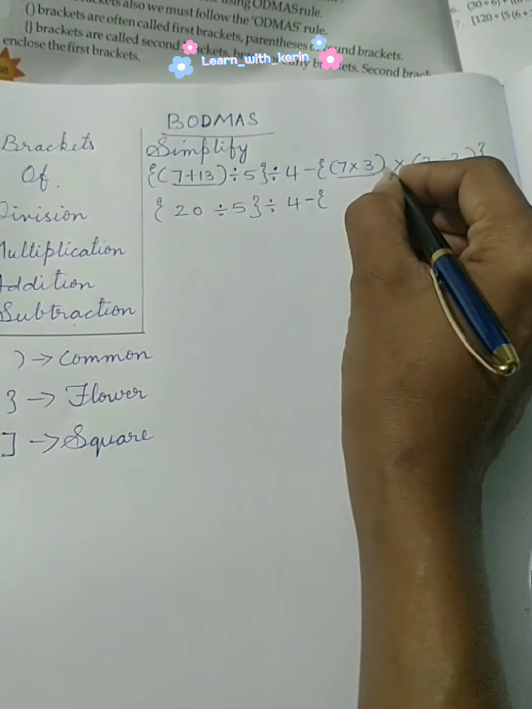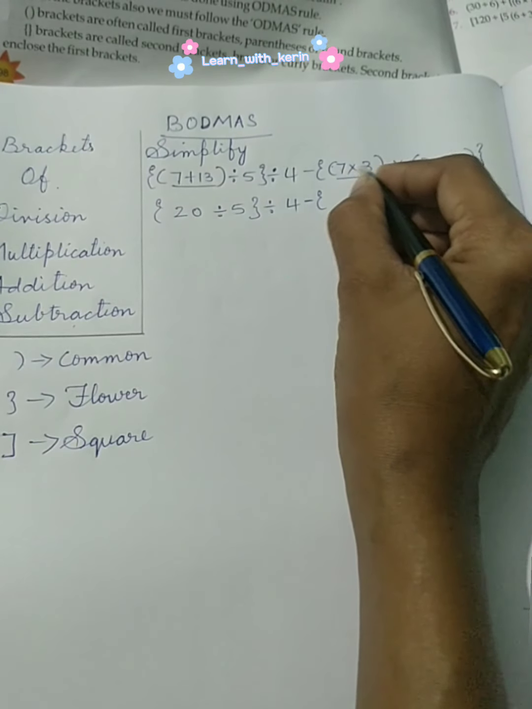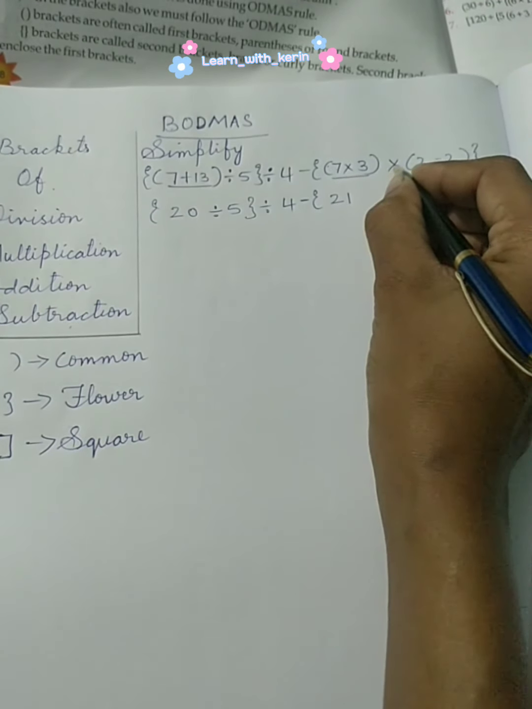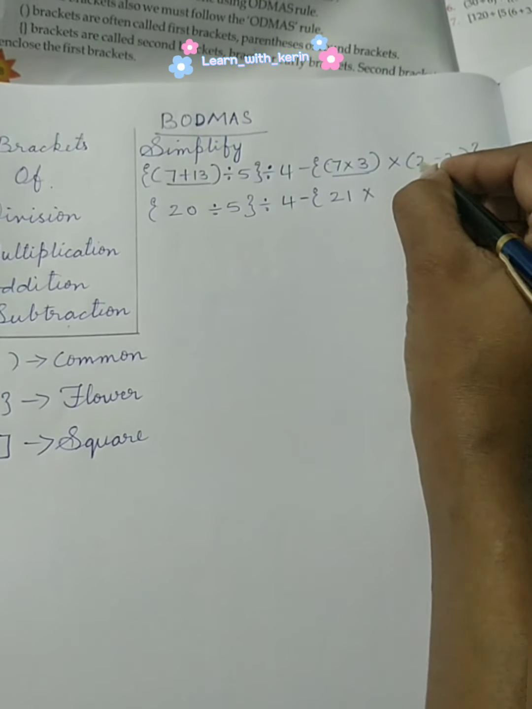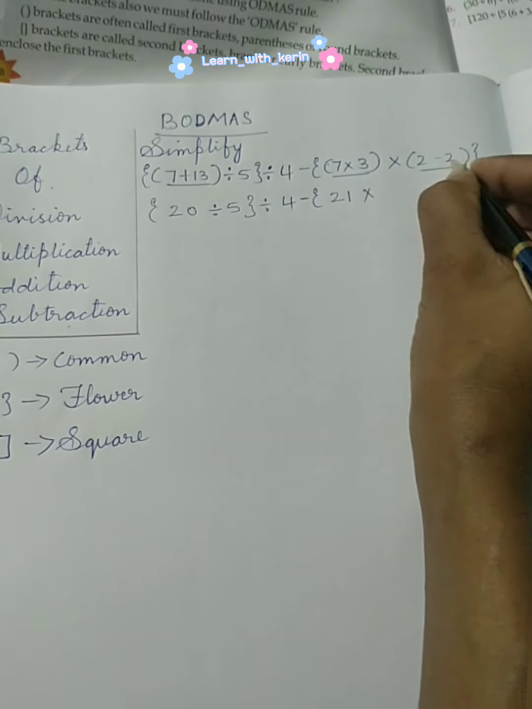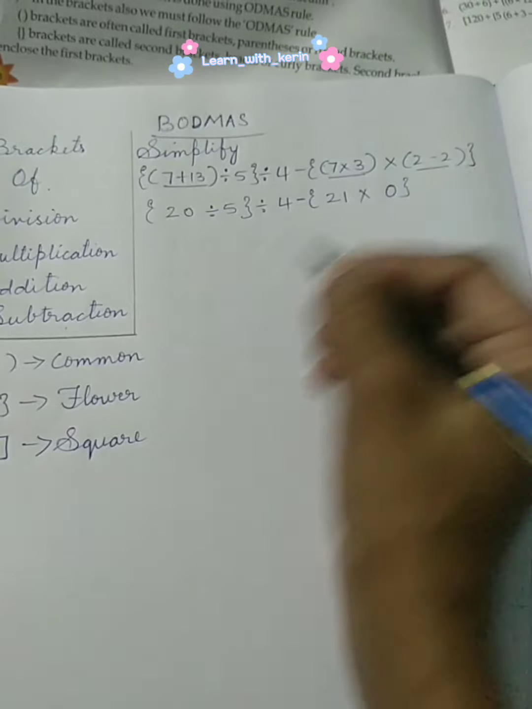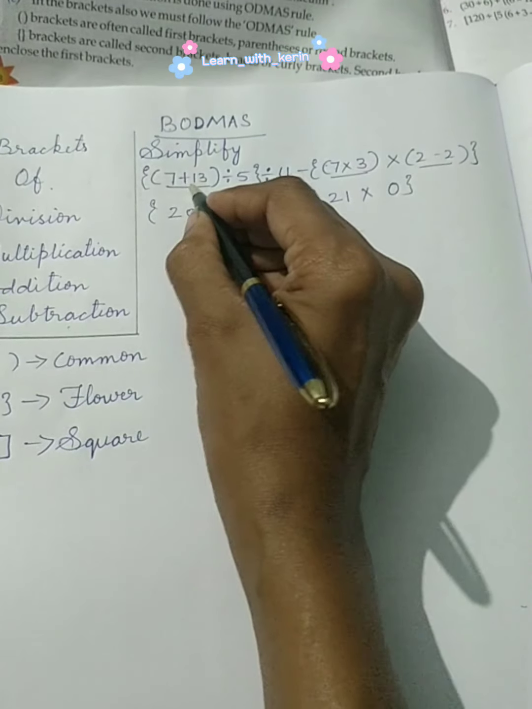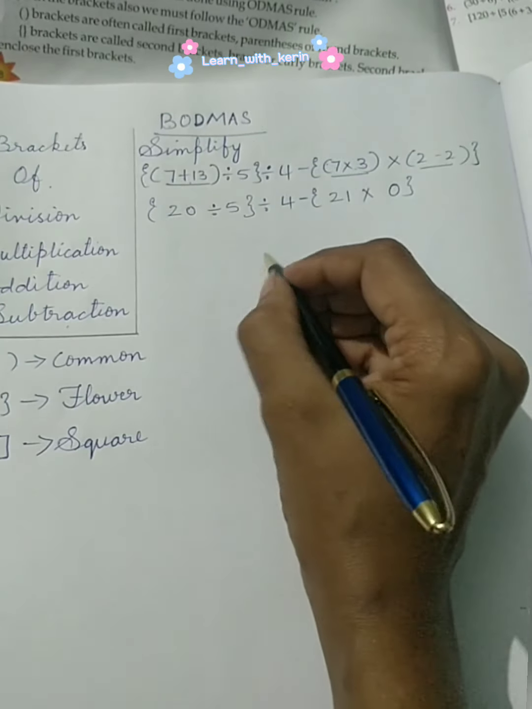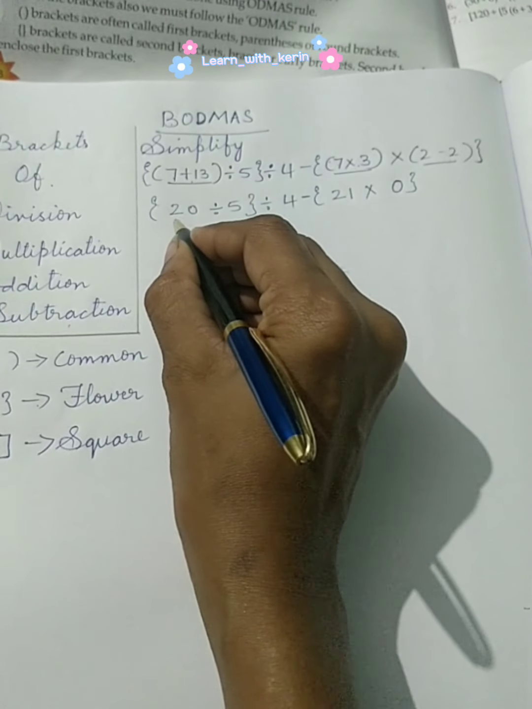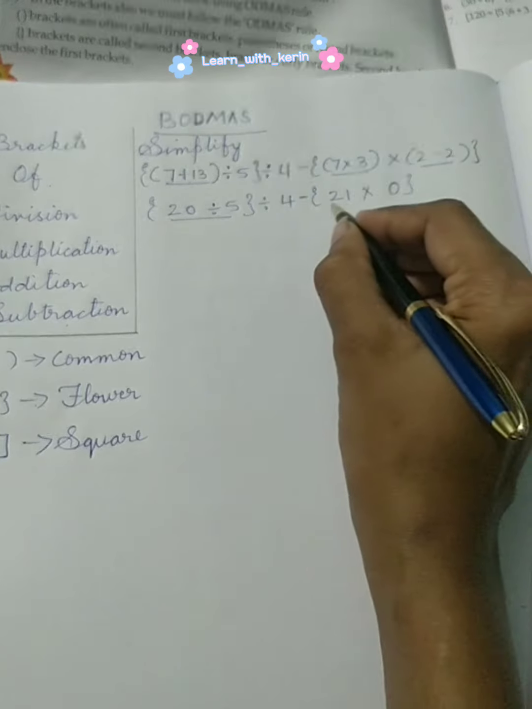Now, this common bracket we will solve. 7 into 3 is 21, into, this common bracket also we will solve now. 2 minus 2 is 0. Now, children, we have solved all the operations in the common brackets. Now, next is the flower bracket. Here we have only 2 flower brackets, 1 and 2.